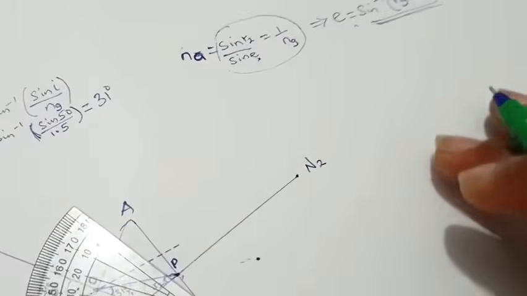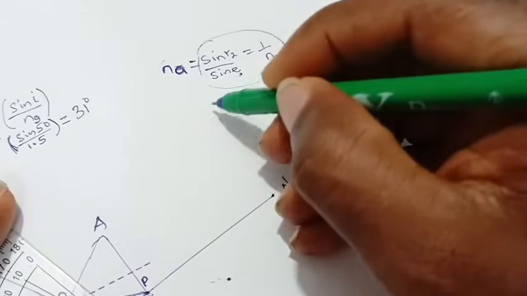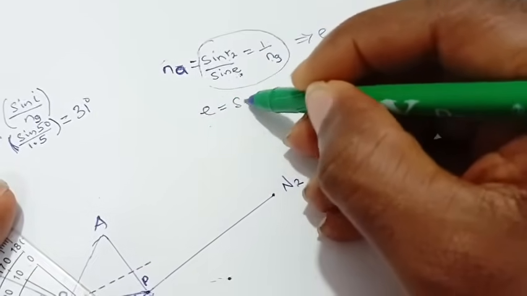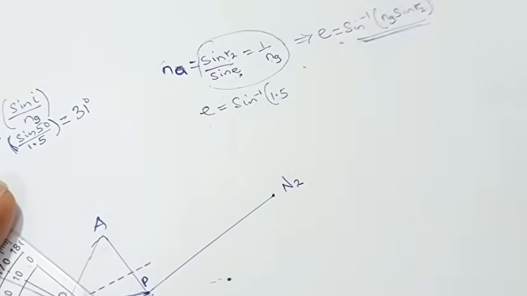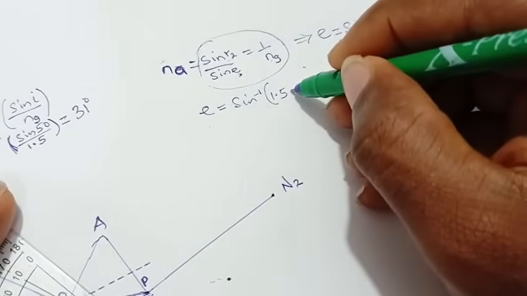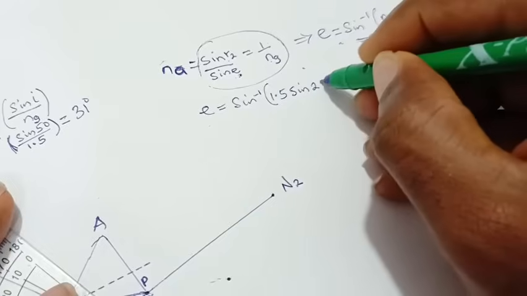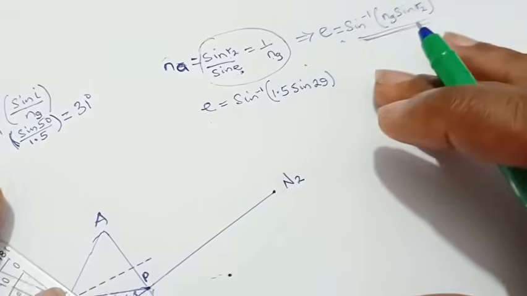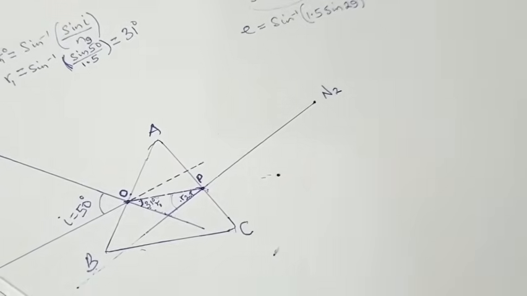I will come over to this emergent angle and then fix this formula. Our E will now be equal to sine inverse, open bracket 1.5 times sine R2. And we got R2 to be 29 degrees. I'm taking this thing gradually so you can understand the process. This is the only one I'm working out for you.